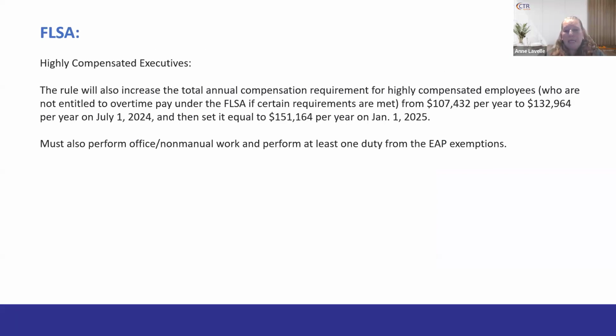All right. In addition to the weekly salary for the executive, administrative, and professional exemptions, the highly compensated folks, their threshold has gone up as well. So what is an HCE? An HCE is a potential exemption that you can use for somebody who earns a lot of money. Right now, they're at around 107,000, and it's jumping up to 151,000 by January 1st. Again, there's a step to it on July 1st, but that's where you'll end up, which coincidentally enough is the same amount as the non-compete threshold.